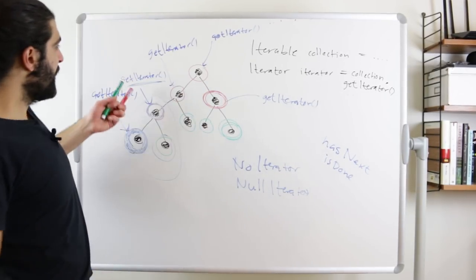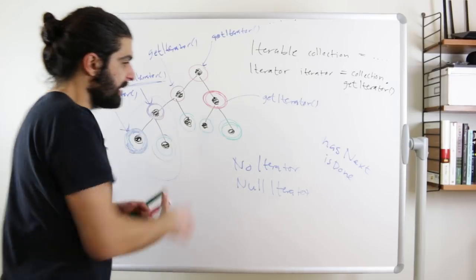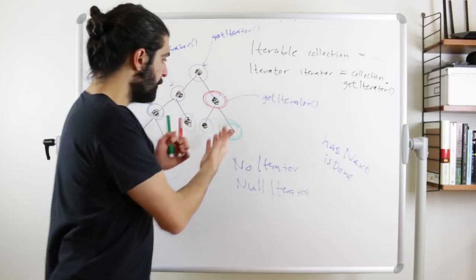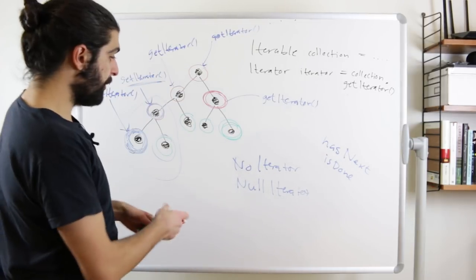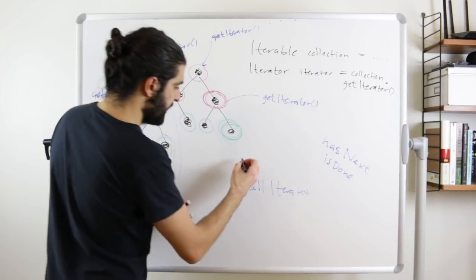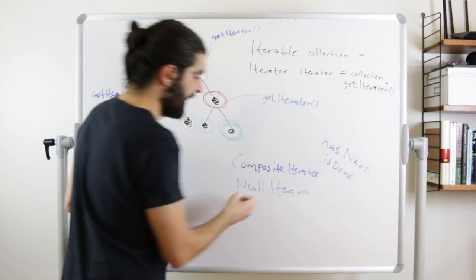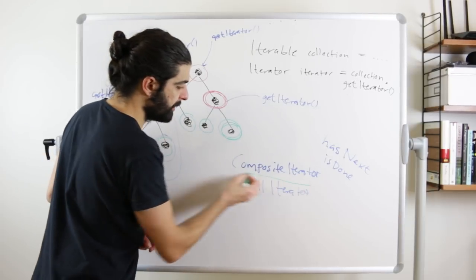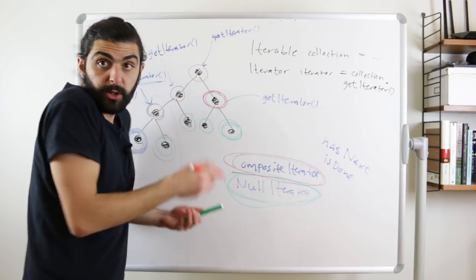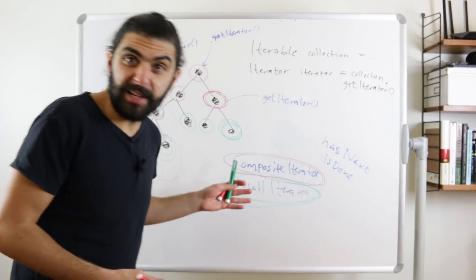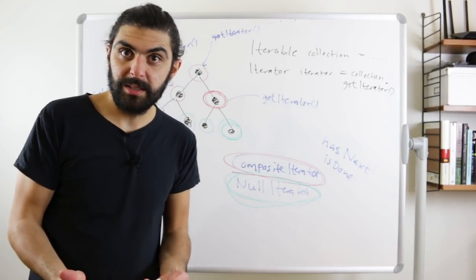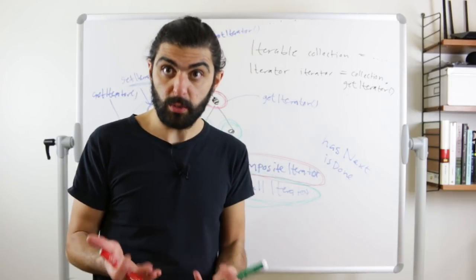Which then means that when we call getIterator, when these things implement a getIterator method, you can think of that as a factory method, then these can produce different iterators. Let's say that we have a composite iterator and a null iterator. So the null iterator would be returned by leaves, and the composite iterator would be returned by composites. And suddenly our iterators don't need if statements either, because they are using polymorphism. So that's another example of how we can use the null object pattern.